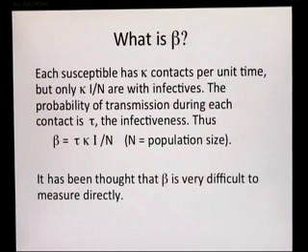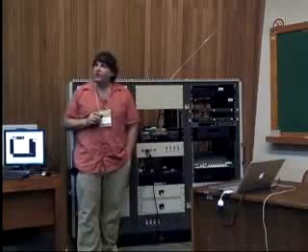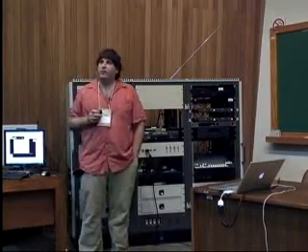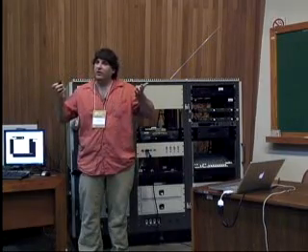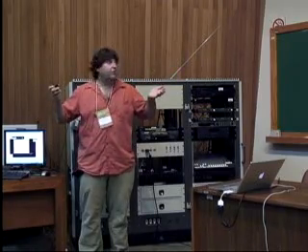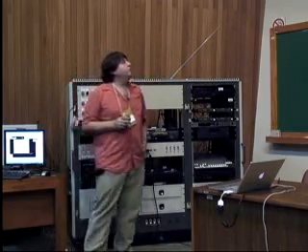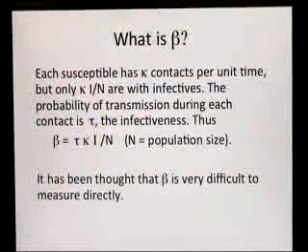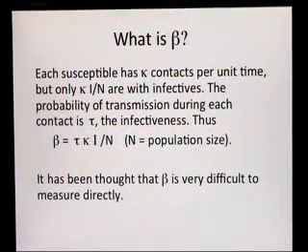Now, what is beta? What is the transmission rate? The idea here is that each susceptible individual has some number of contacts, let's call it kappa, contacts per unit time. Now, what is a contact? Well, contact depends on the disease. For flu, I have a contact with you if I cough on you or I sneeze on you. For HIV, it's a sexual contact. So contact is specific.